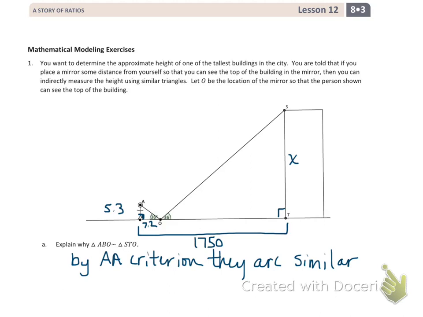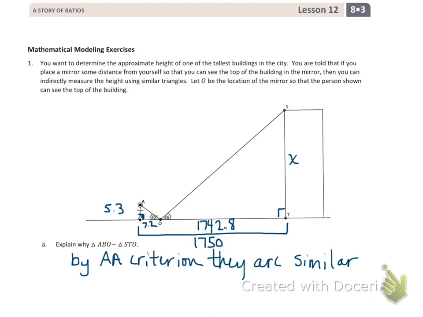Okay, and so part C asks us to find the distance from the mirror to the building. So that would be from O to T. So it's going to be subtracting. We could find that that's 1,742.8 feet. I've left feet off my diagram here because it's hard to fit it in on this screen. But I know all the measurements are in feet.